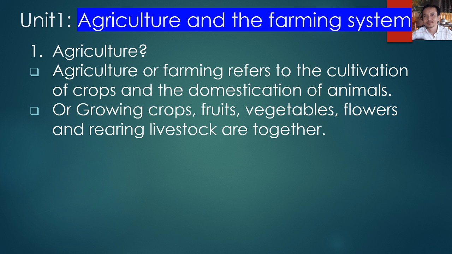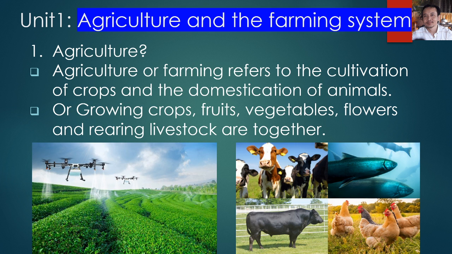Okay, and take a look at this picture below. This is the picture of agriculture: cultivation of crops and domestication of animals. Okay, now move on to the next slide.